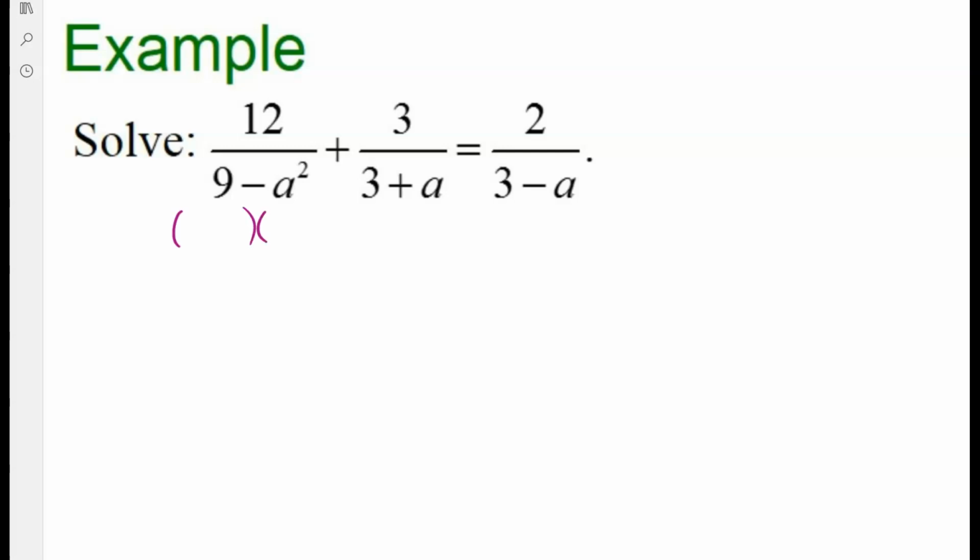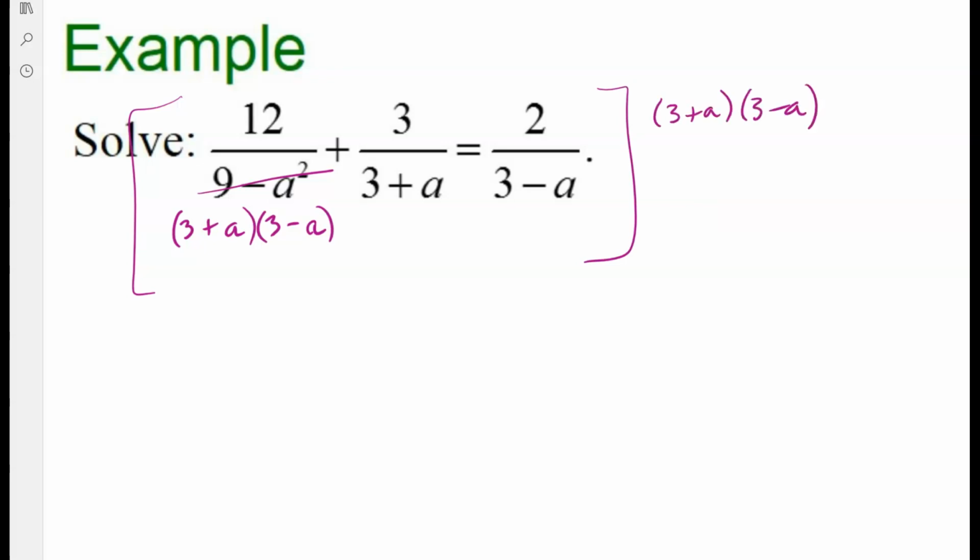Remember, conjugates have the same first term, the same second term, but the signs in between are different. So a 3 plus a and a 3 minus a. Okay, that's what conjugates are. So we're going to use the factored form of that first denominator. And then we're going to multiply by both of those factors, 3 plus a times 3 minus a.